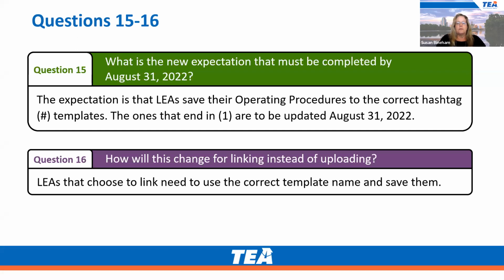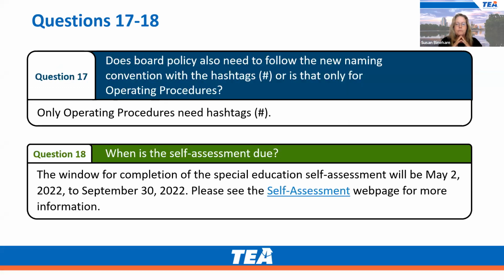How will this change for linking instead of uploading? LEAs that choose to link need to use the correct template name and save them. So when we went over before, it says the tag and the name of the template. The name has to be exactly like what's in the template. So if you link, that's fine, but make sure that it's the correct name when you save them. Does board policy also need to follow the new naming convention with the hashtags, or is that only for operating procedures? You are correct. Only operating procedures need the hashtags.